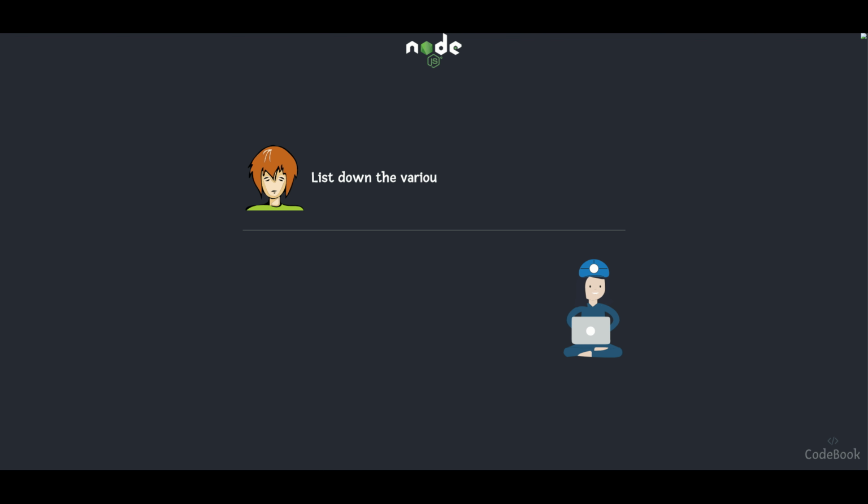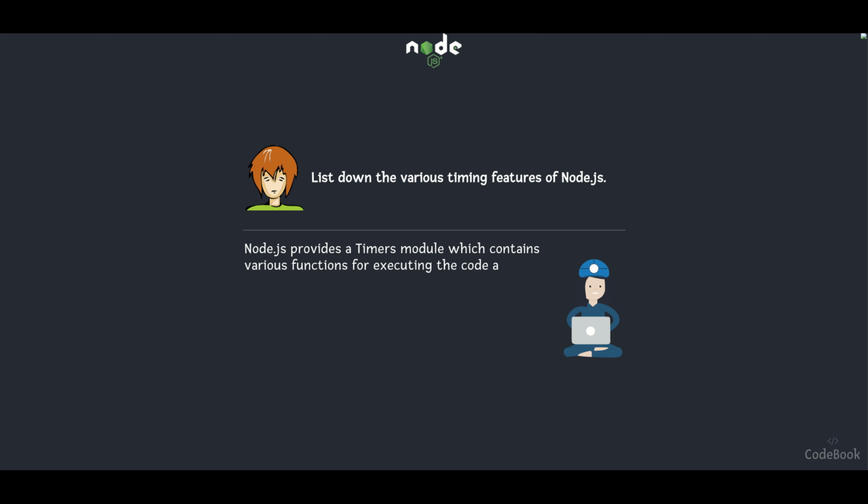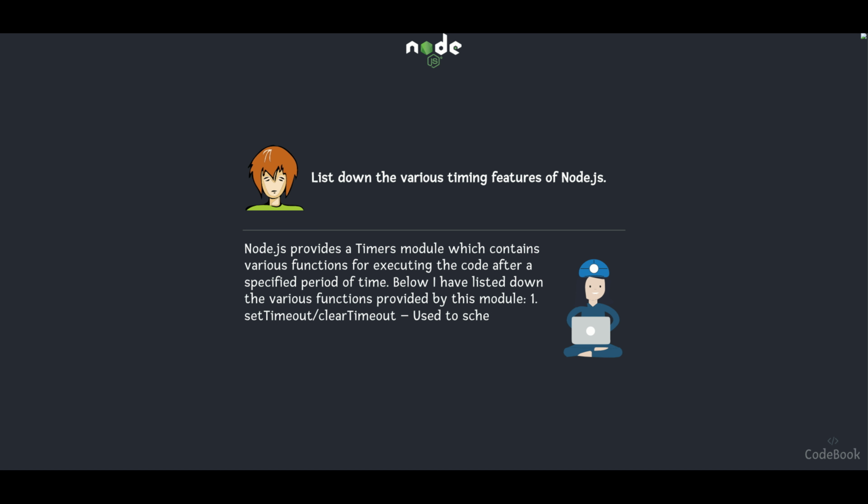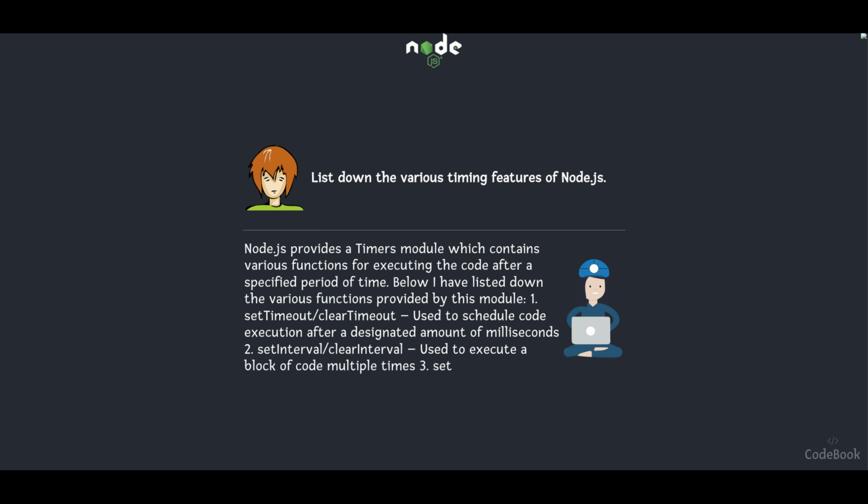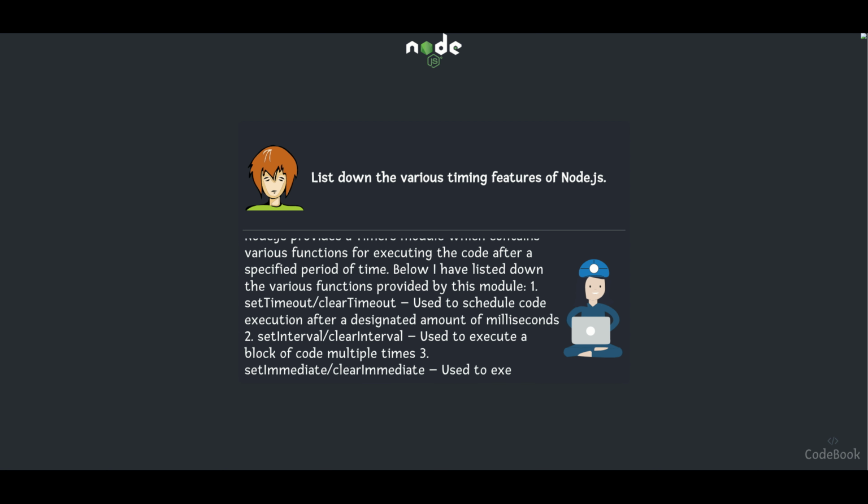List down the various timing features of Node.js. Node.js provides a timers module which contains various functions for executing the code after a specified period of time. Below I have listed down the various functions provided by this module. 1. setTimeout/clearTimeout, used to schedule code execution after a designated amount of milliseconds. 2. setInterval/clearInterval, used to execute a block of code multiple times.